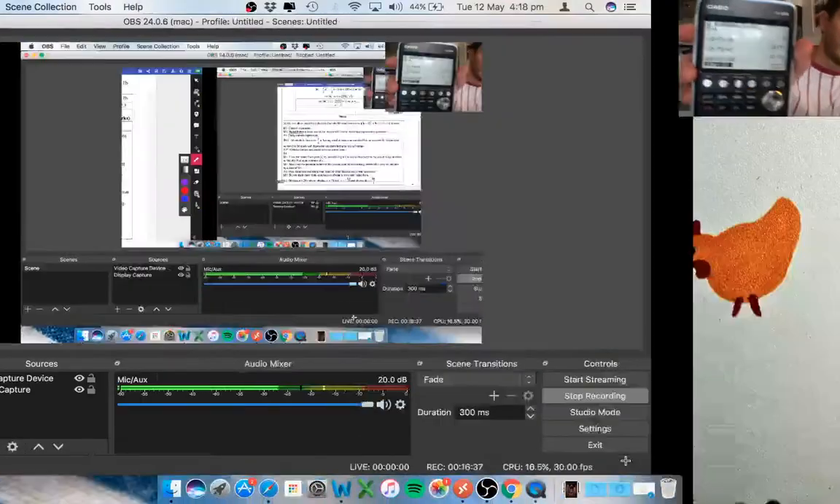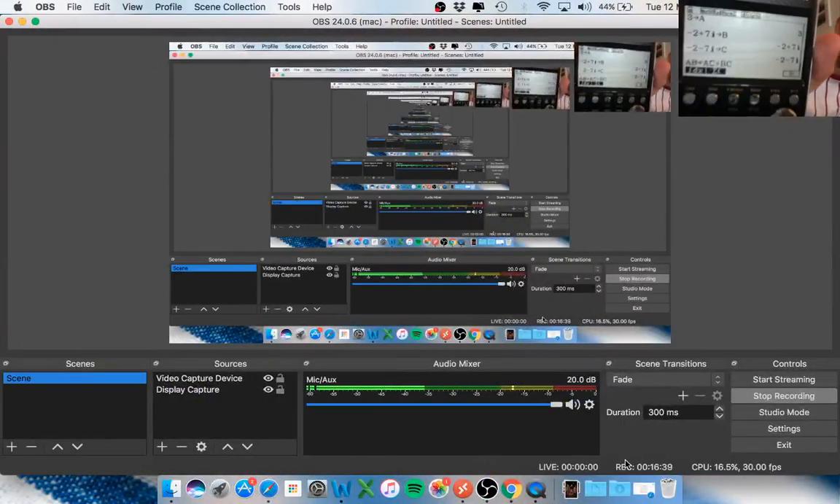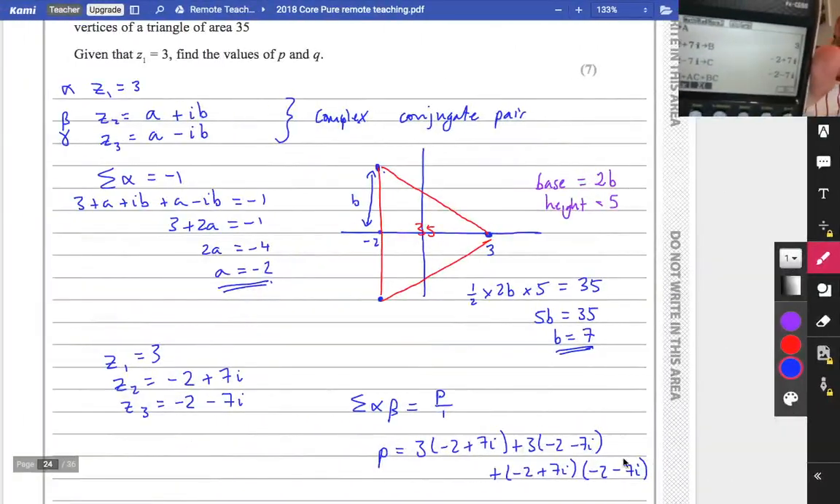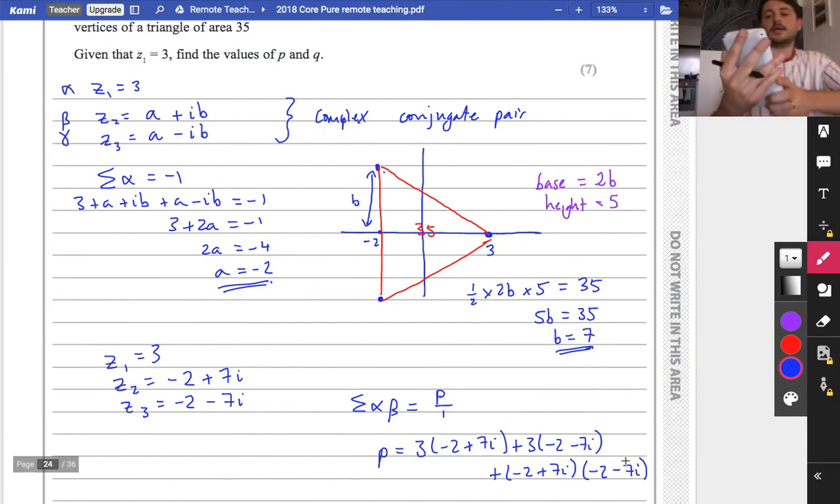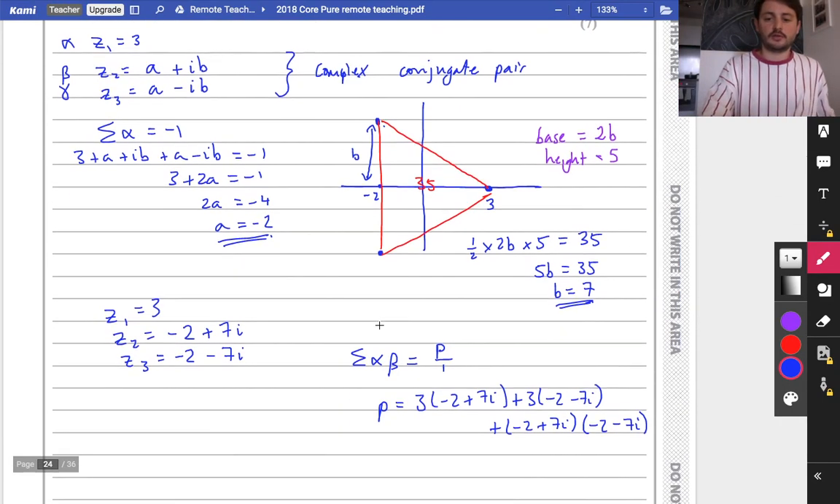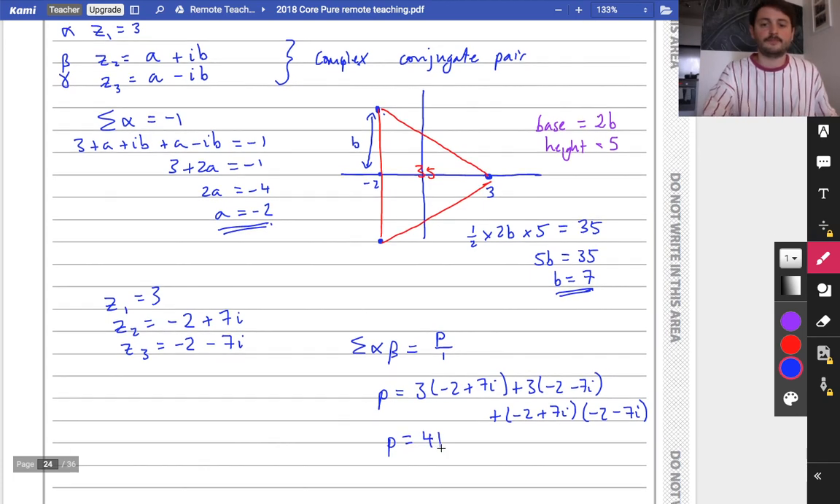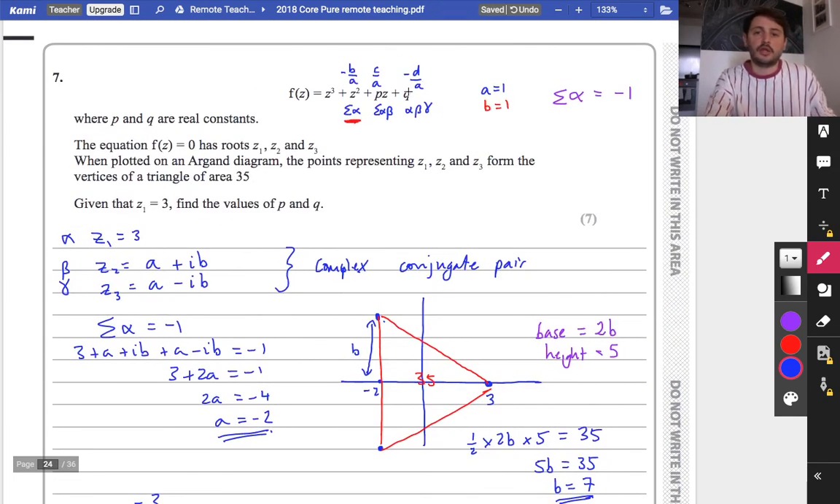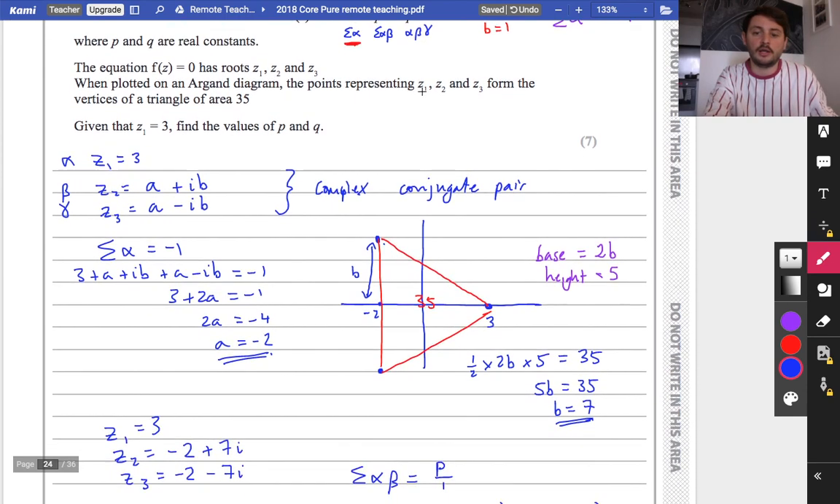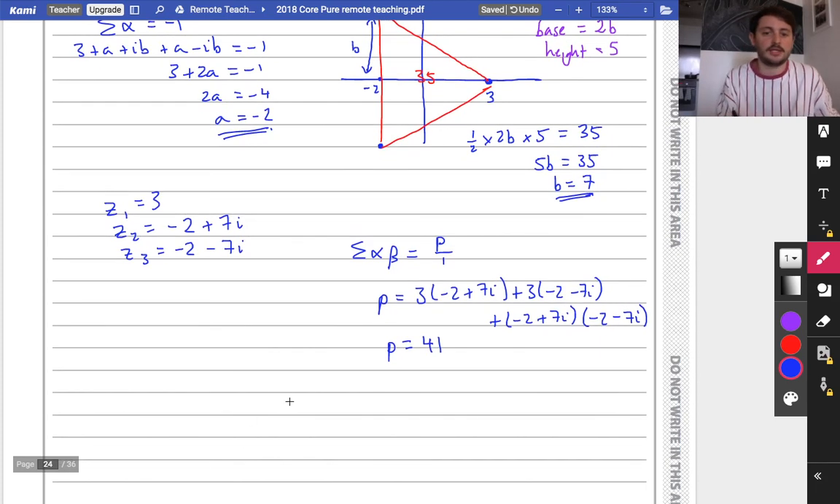So you should get something that's kind of looking a bit like this. I'm just going to check on my camera so I can actually see what's going on. You get something that looks a bit like this in your camera. And when you put all that together, you can just go straight in with the answer, so that P is equal to 41. We then know that Q is the D bit here, so it will be minus Q over 1 is them all multiplied together.